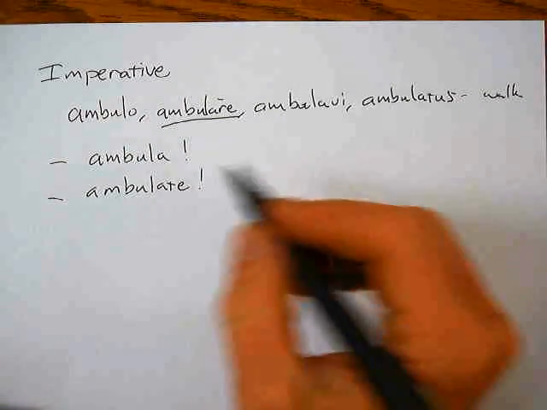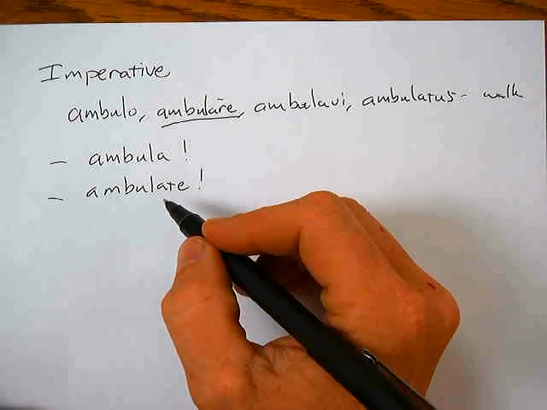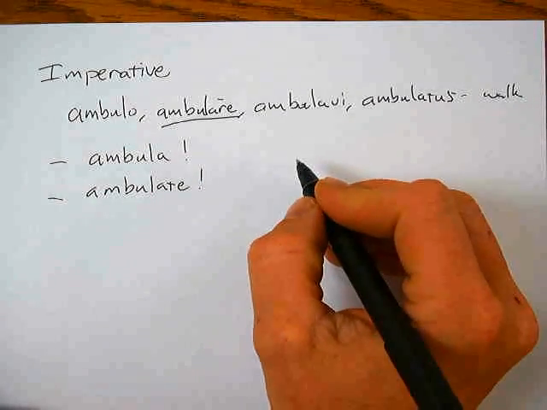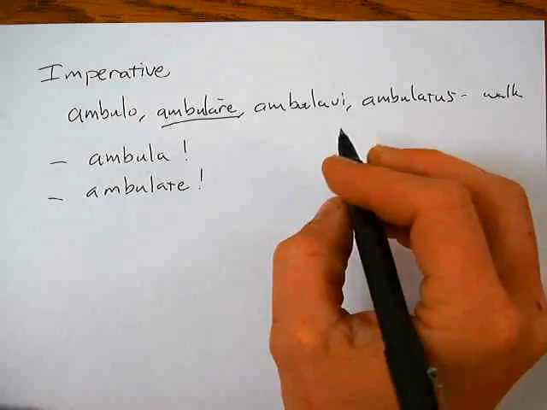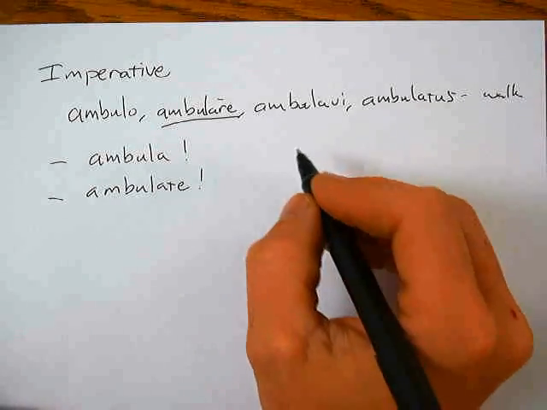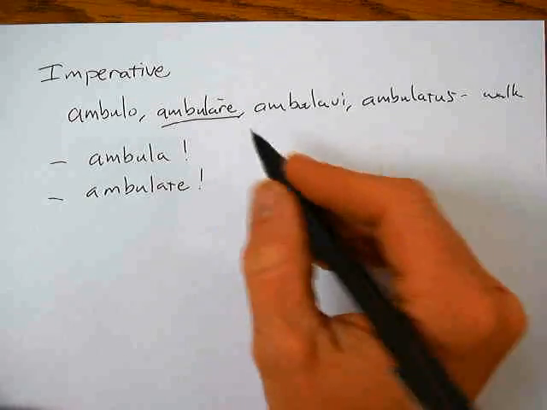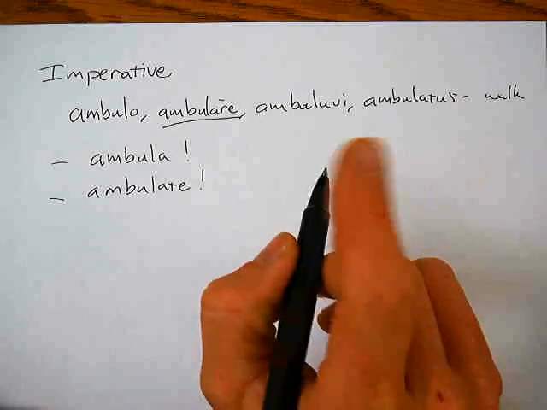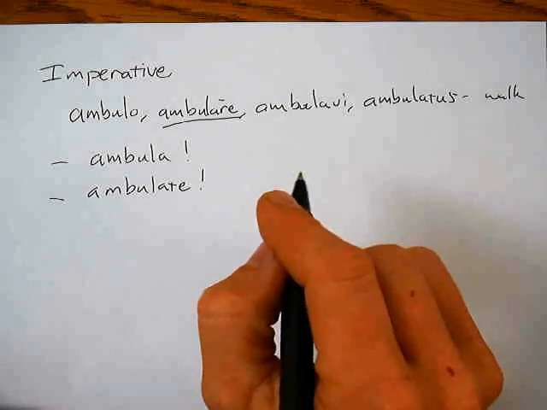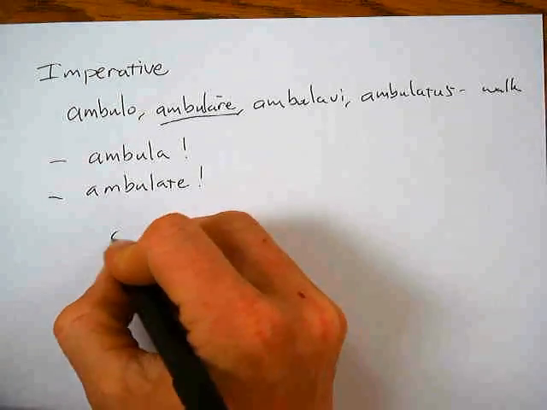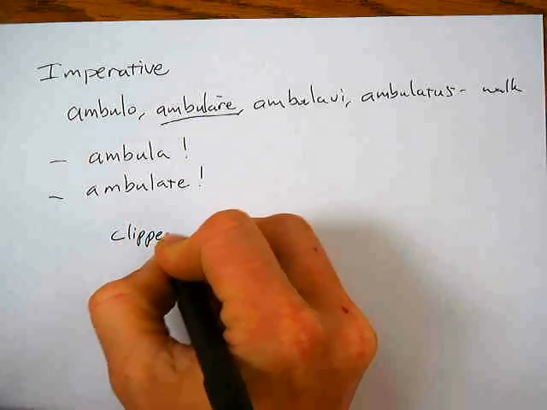There's just a couple little exceptions to this. When you're in some of the other conjugations, like if you're in audio, audire, and you want to say listen, you say audi. You just take off the RE. It works the same way for all the conjugations. There are just 4 imperatives out there that lose a letter. They're called clipped imperatives.